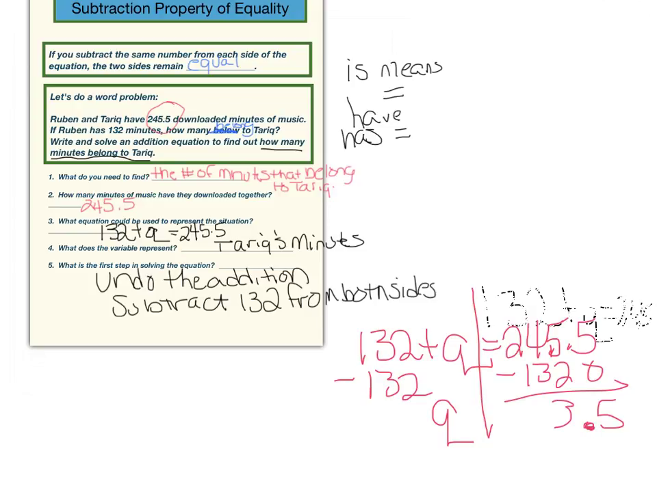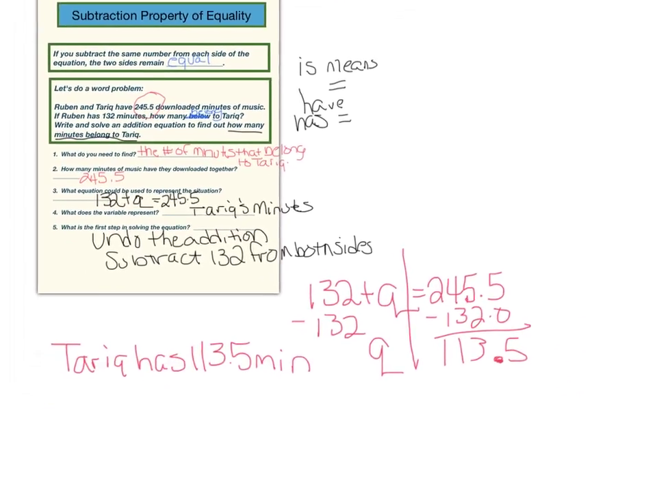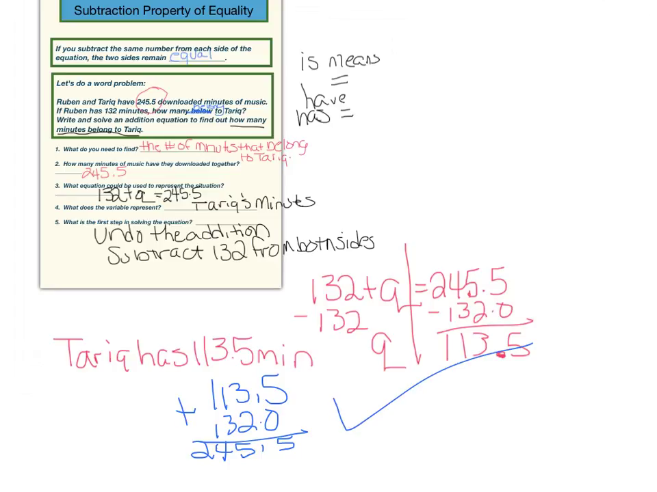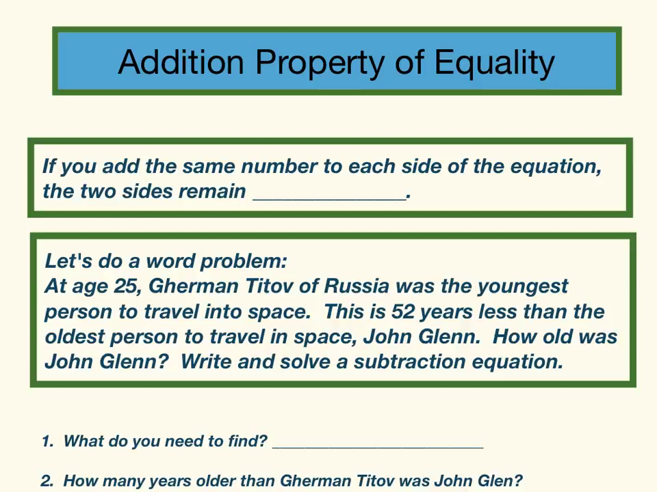5 minus 2 is 3. 4 minus 3 is 1. 1. So Tariq has 113.5 minutes. Okay, should we check that? Of course. Let's check it by plugging it back in. 113.5 plus 132 should equal 245.5, and it does. Good job. All right, let's go to another example.